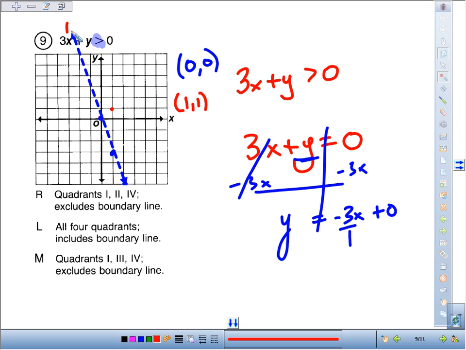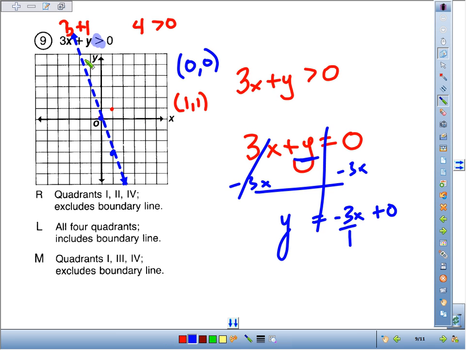3 times 1 is 1. I'm sorry, 3 times 1 is 3. Plus 1 is the y-coordinate. Is 4 greater than 0? And the answer is yes. So since the 1, 1 side worked, we're going to go with it. We're going to shade that entire side.